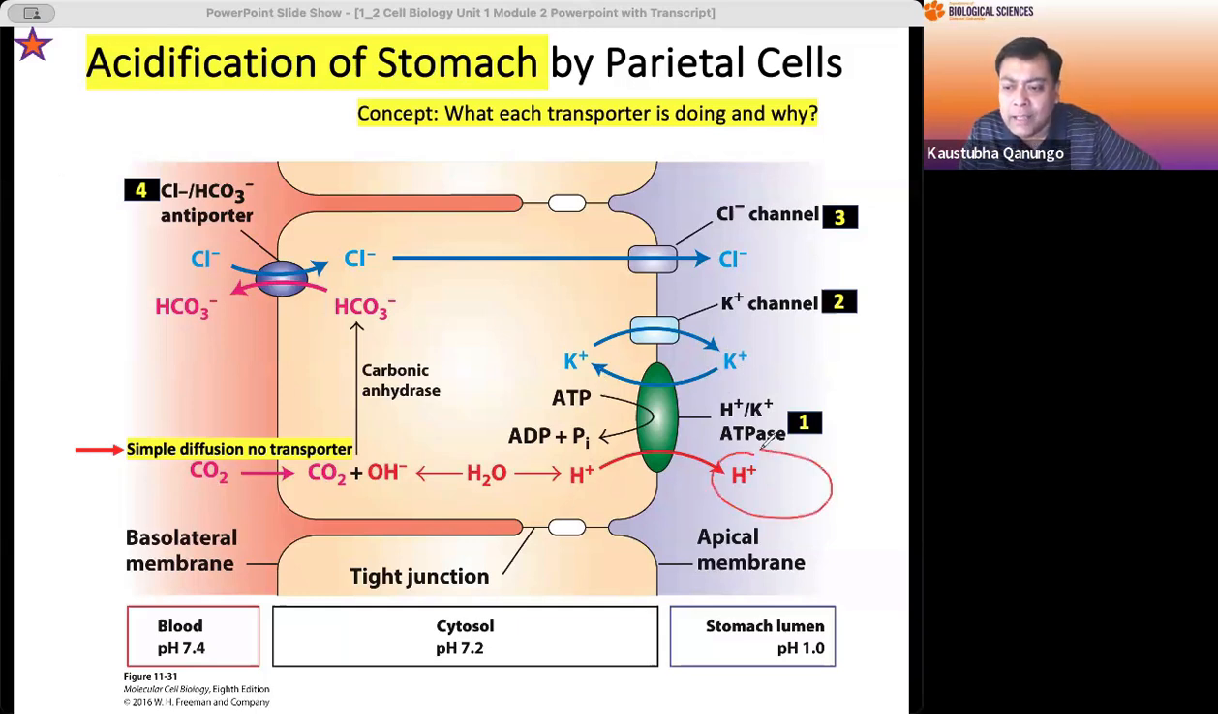What is HCl? It's H plus Cl minus. So that's basically the hydrochloric acid in the stomach lumen. That's the acidification of the stomach. So that's the overall mechanism.